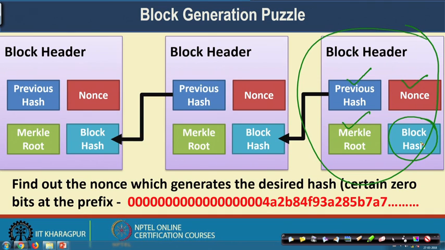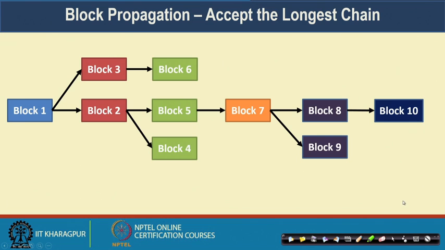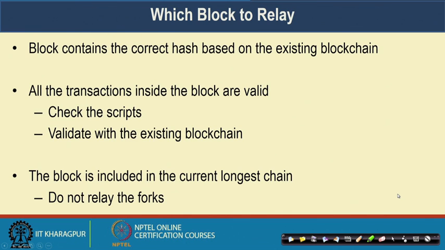If you are able to get the block hash, that means you are able to successfully validate the authenticity of this particular block, and this block can get added in the network. Okay, so that was the first point.